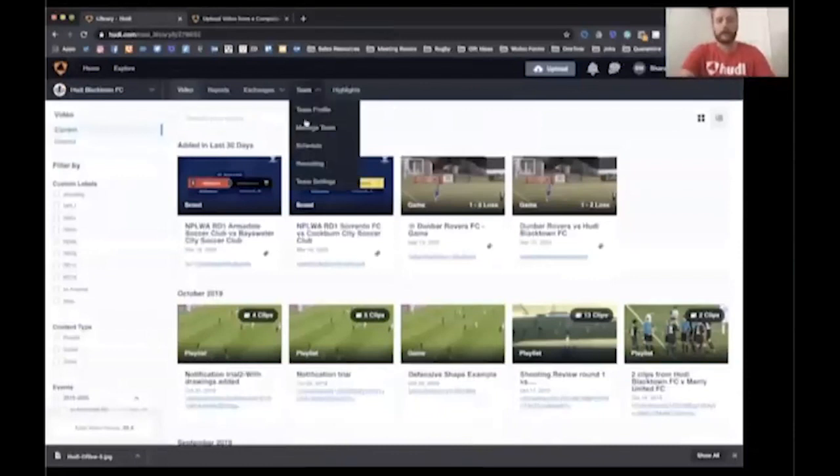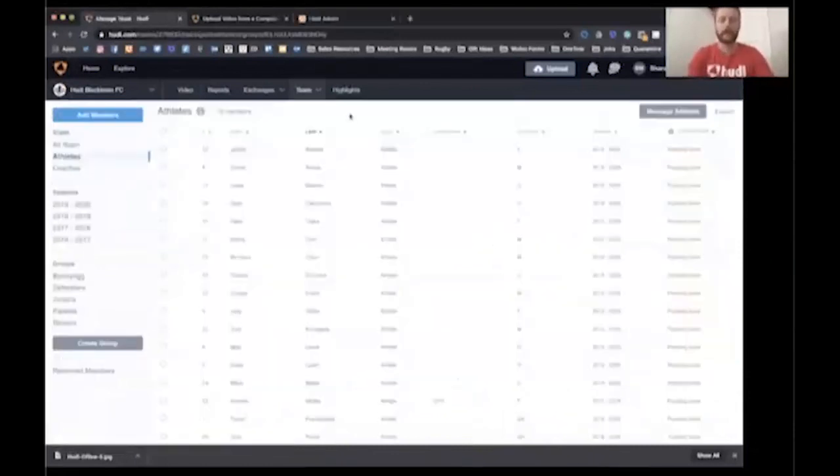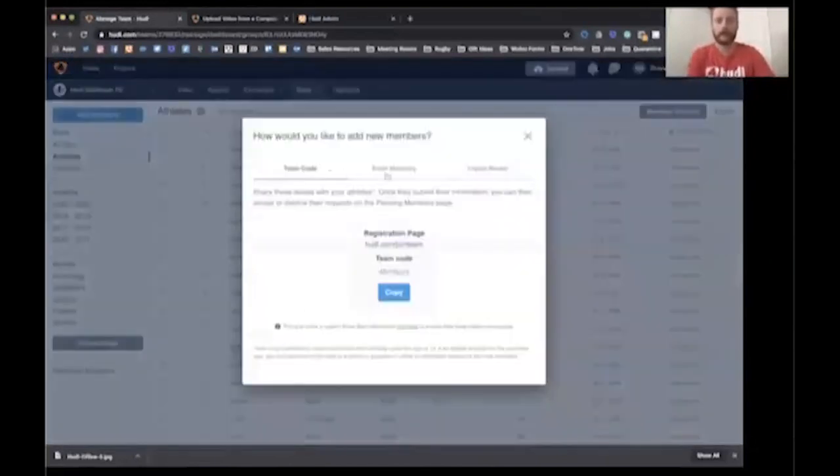So the team management, if I come to this manage team section under the team drop down, there are 3 key ways in which we can add members to our account. Basically, I've added a few members here, as you can see, but it's all really simple. Just come up here to this very obvious blue button and hit add members. Like I mentioned, there are 3 ways to do it.